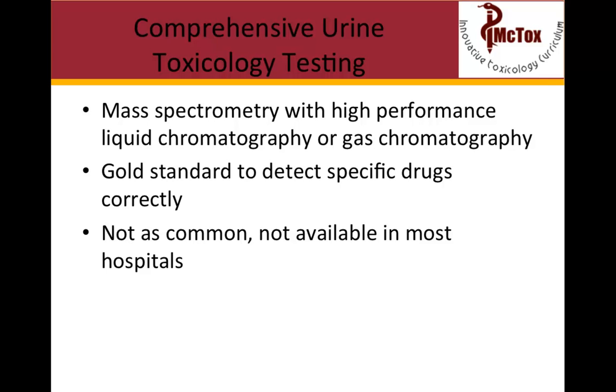Comprehensive urine toxicology testing is done with mass spectrometry and high-performance liquid chromatography or gas chromatography. This is the gold standard to detect specific drugs correctly in the urine. However, it is not as common and not available in most hospitals, making its utility limited. Again, the role of comprehensive urine toxicology testing is limited to specific unusual cases and those that include suspected exposures in children.